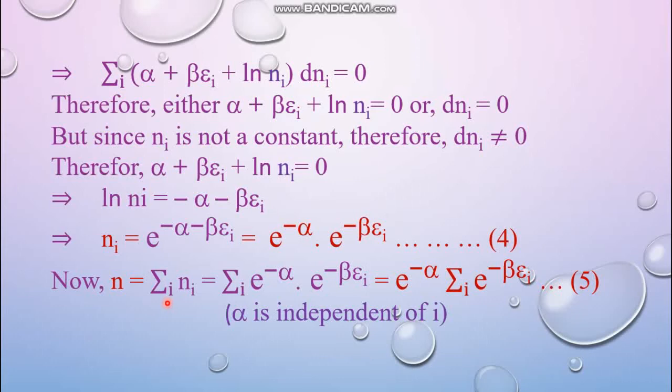Now here you can write, in place of n_i, e to the power minus alpha into e to the power minus beta epsilon along with the summation sign. Okay. And this part is independent of i, so you can take this out of the summation sign. So finally in equation 5, the right hand side should be e to the power minus alpha, sum over i, e to the power minus beta epsilon_i. Okay.